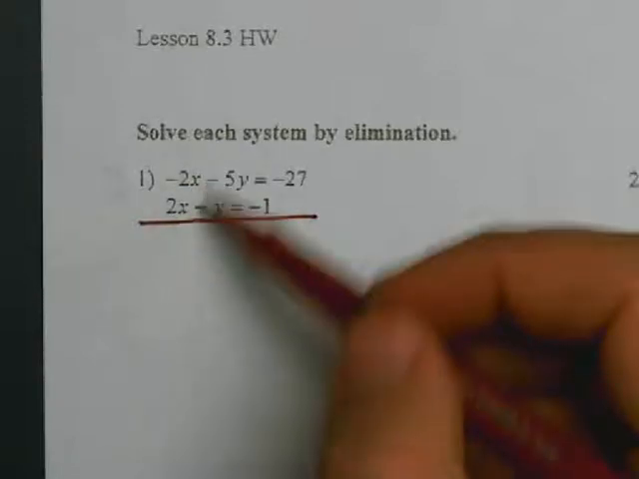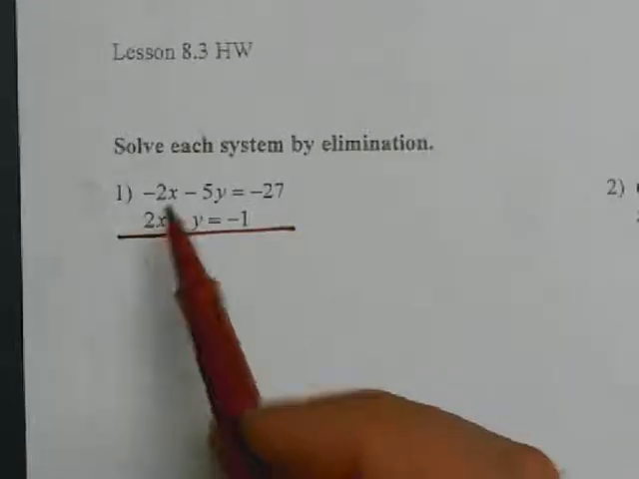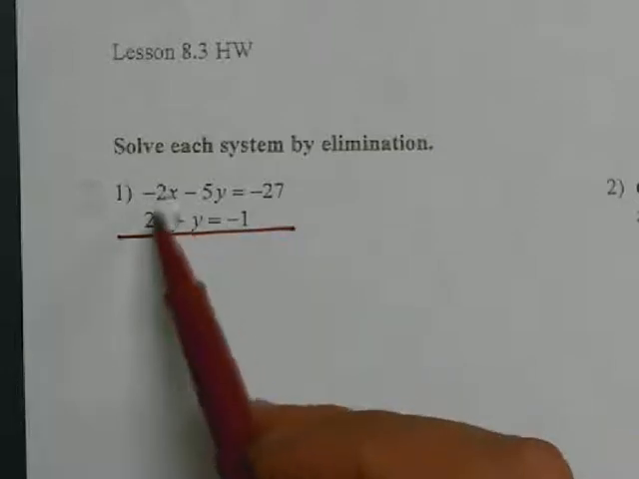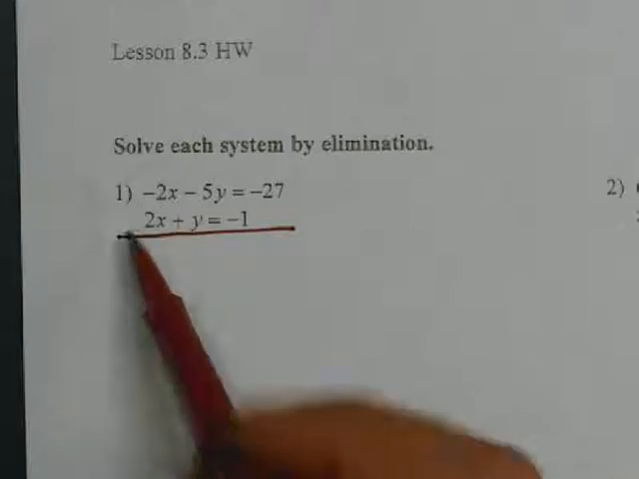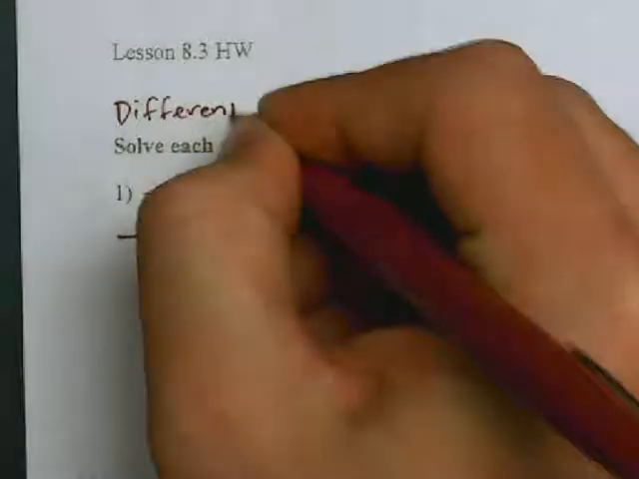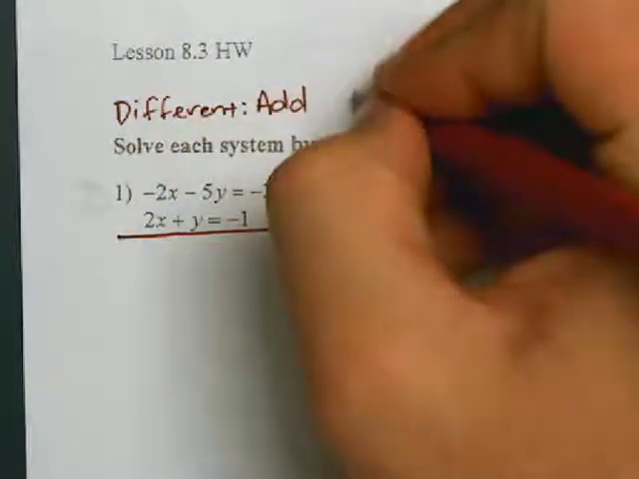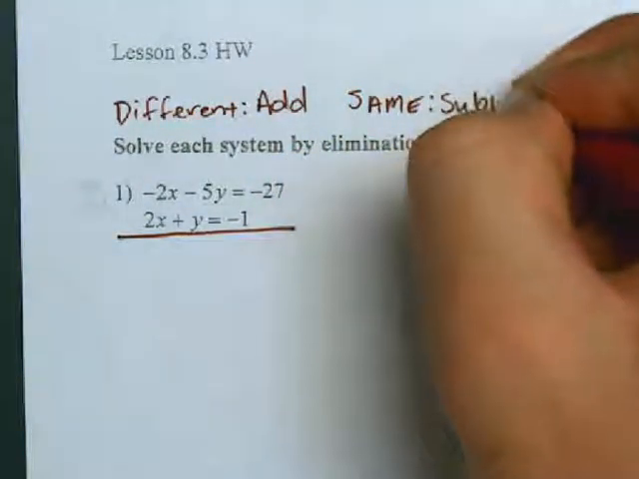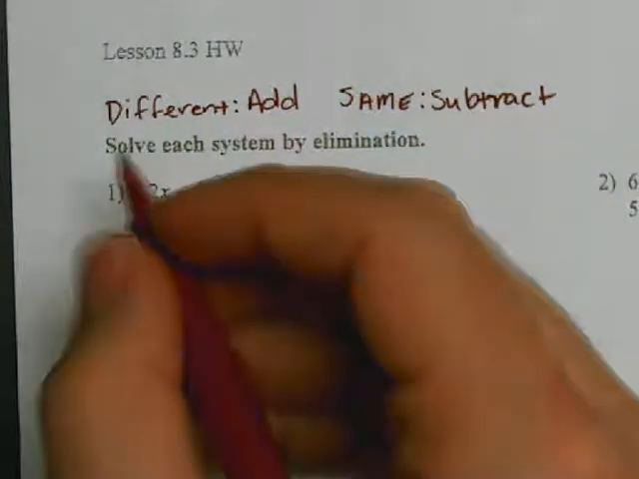After you determine you're going to eliminate the x because the coefficients are the same, you will then ask yourself, am I going to add or subtract this whole thing in order to eliminate the x's? Well, you do that by looking at the signs. Notice the signs here are different. When signs are different, you are going to add. When signs are the same, you are going to subtract. So with the signs right here being different, you're going to add this problem.